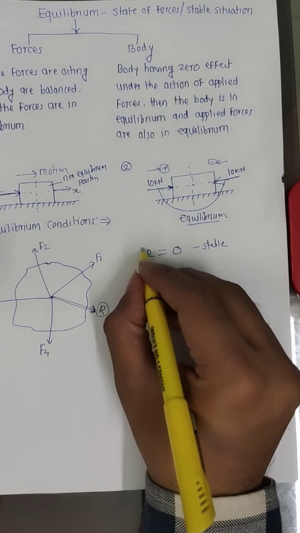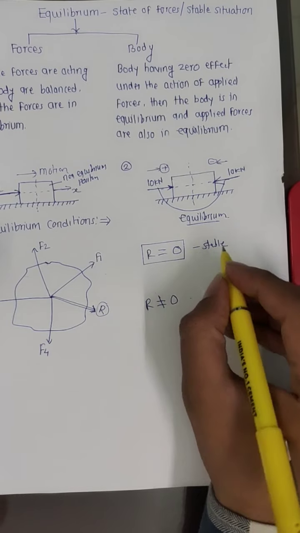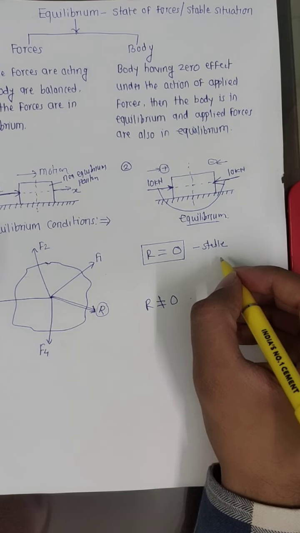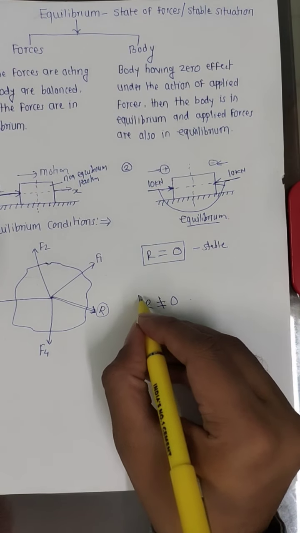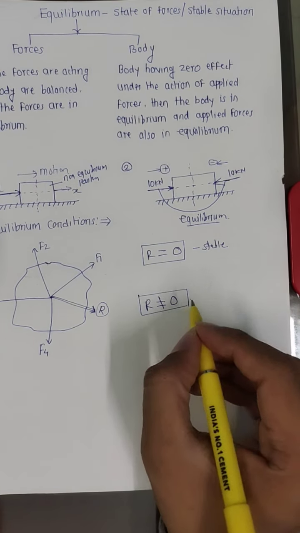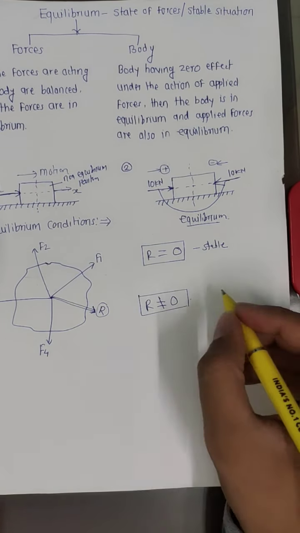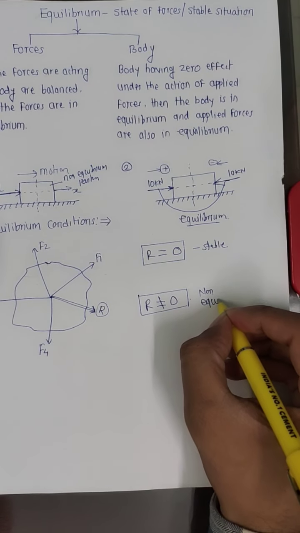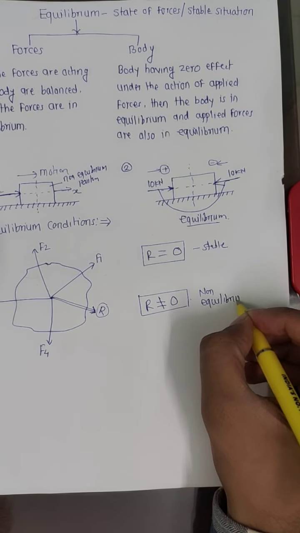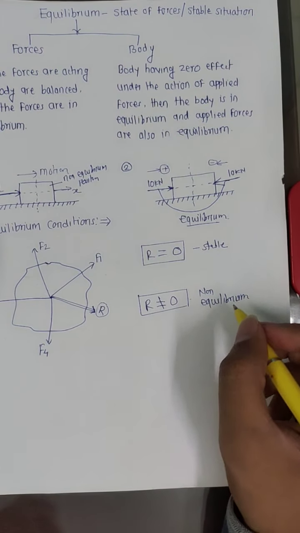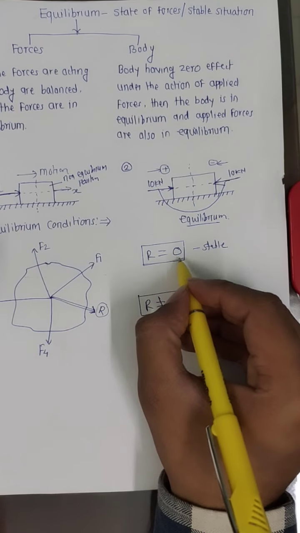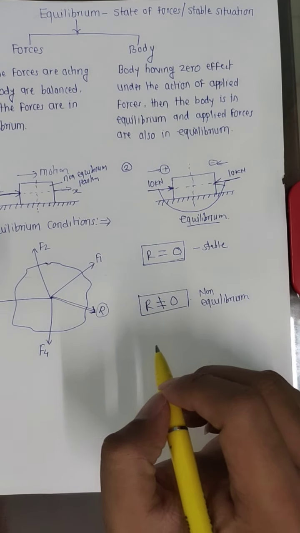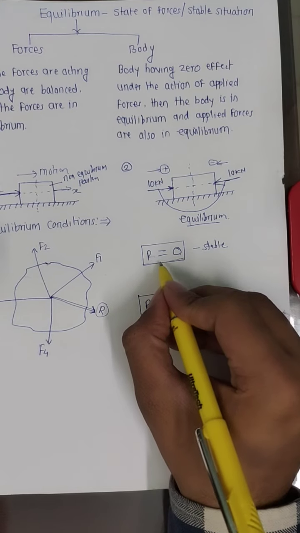If R is equal to 0, then we say that the body is in equilibrium, or the forces acting on the body are balanced, so the body is in equilibrium. But if the value of R is not equal to 0, meaning it is a non-zero value, then we say that it is unstable, or called a non-equilibrium condition. This body is in non-equilibrium if R is not equal to 0. But if R is equal to 0, then we say that the given body is in equilibrium.